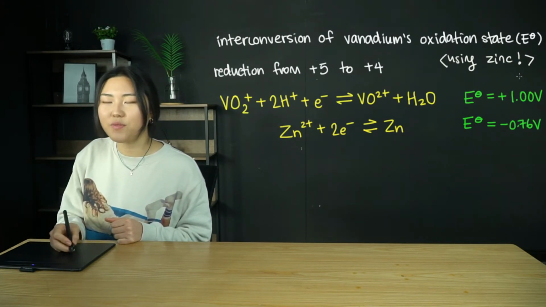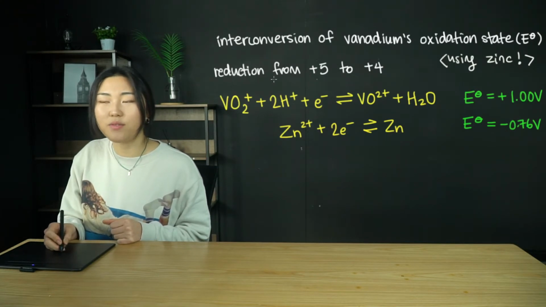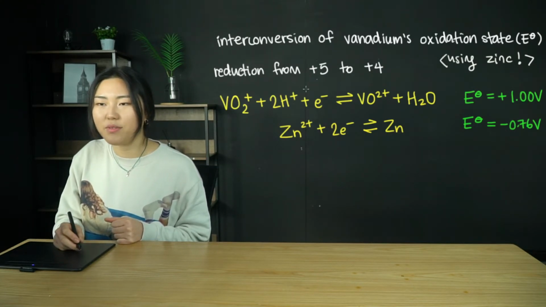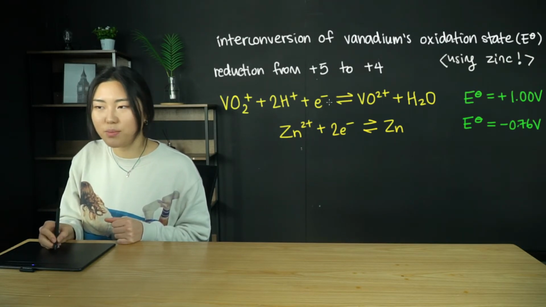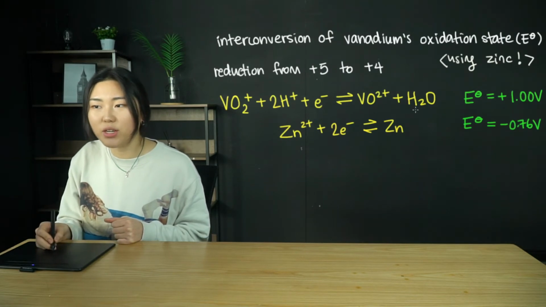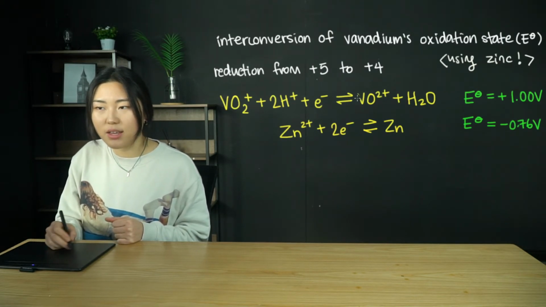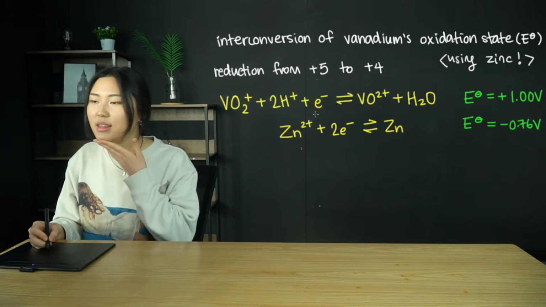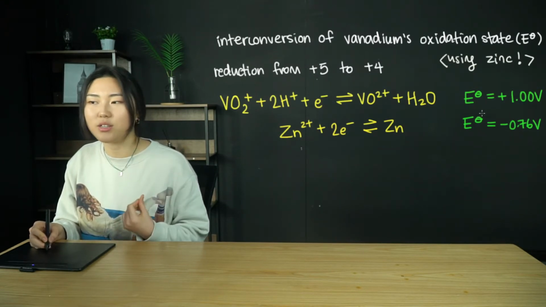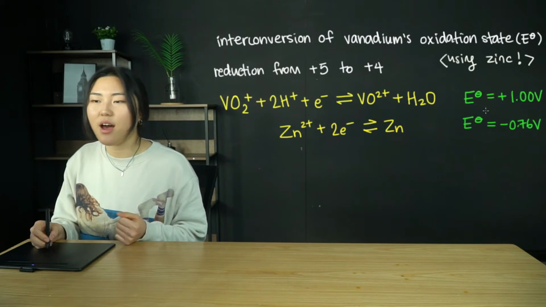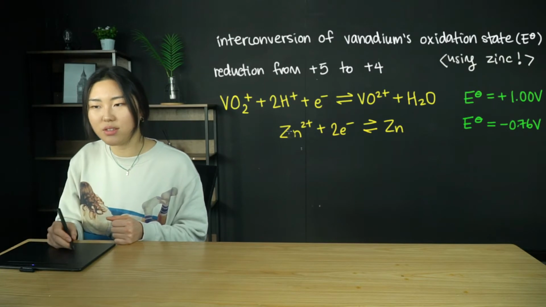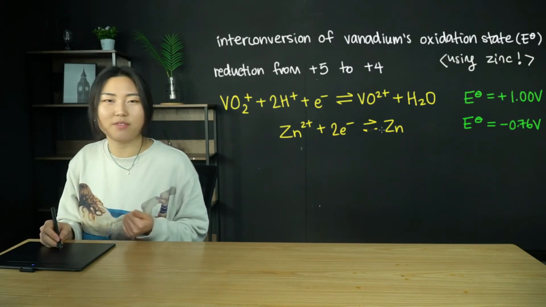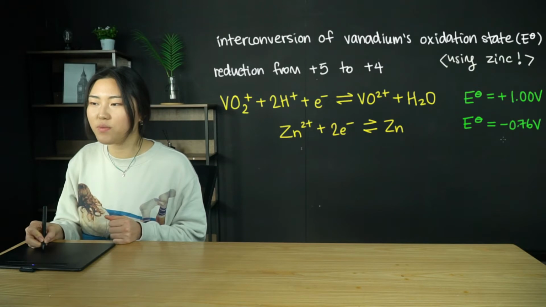Okay, so we're going to first of all discuss the reduction from +5 to +4. So we have VO2+ + 2H+ + e- giving VO2+ + H2O. This is a half equation of reducing the vanadium in this case, and the electrode potential for this half equation is going to be +1.00 volts. And we have the zinc being reduced. This is the reduction potential, so it's in the reduction direction, but we're going to flip it in a minute. The electrode potential for this one is going to be -0.76 volts.